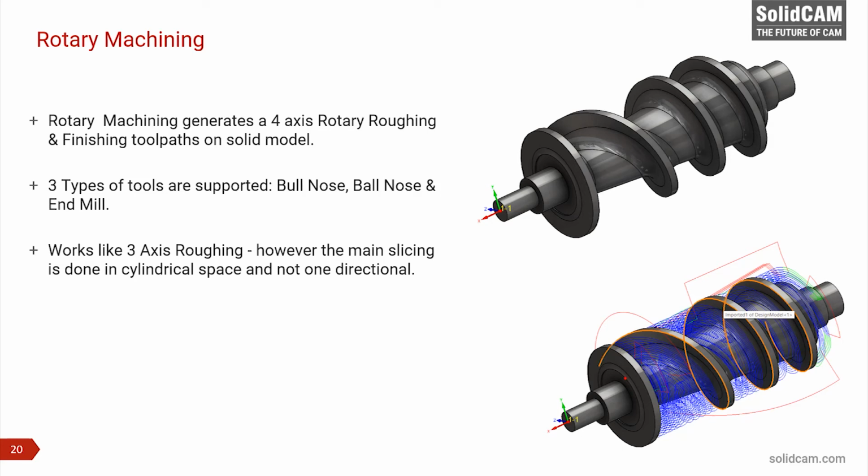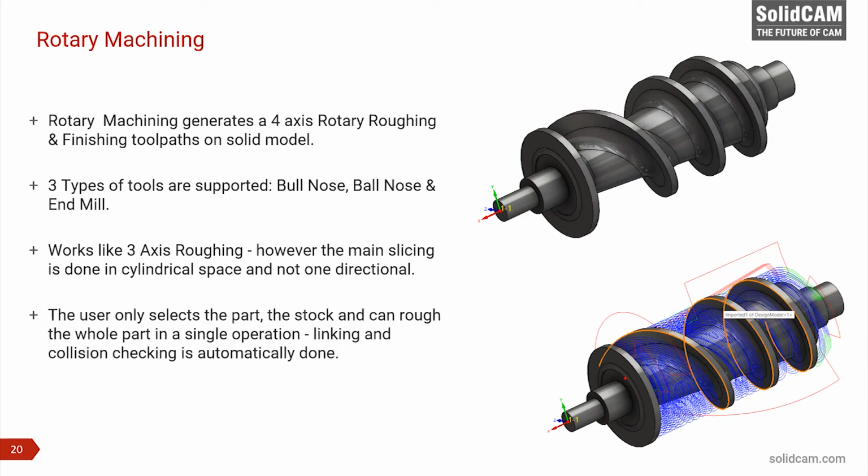It works like 3-axis roughing. However, the main slicing is done in cylindrical space and not one directional. The user only has to select the part and the stock, and can rough the whole part in a single operation. Linking and collision checking is automatically done.